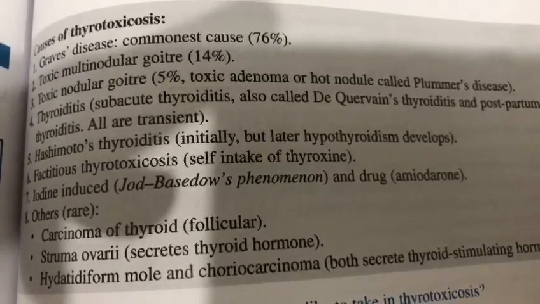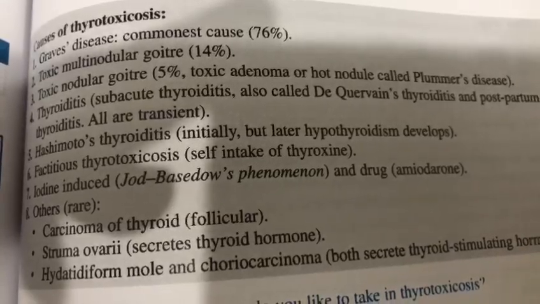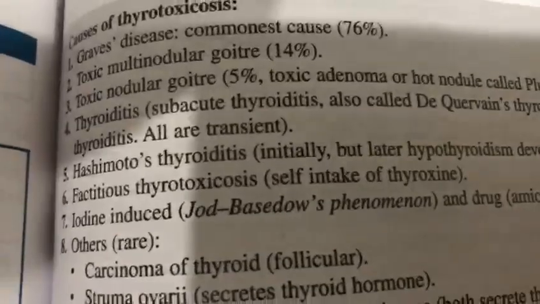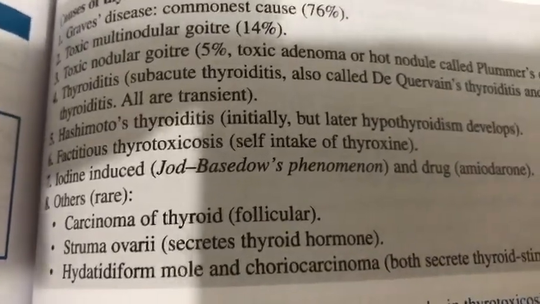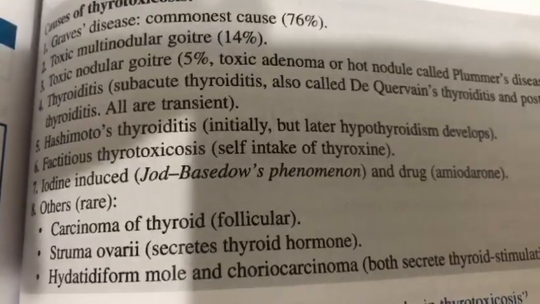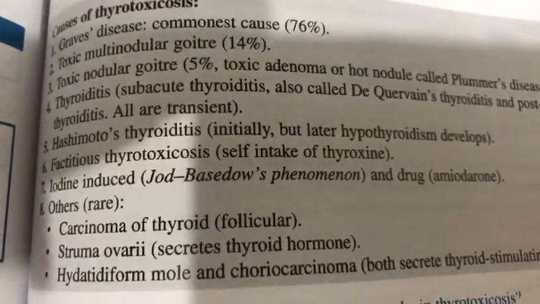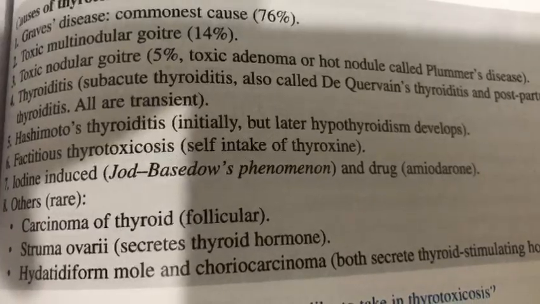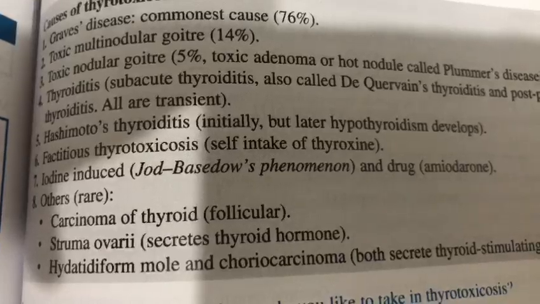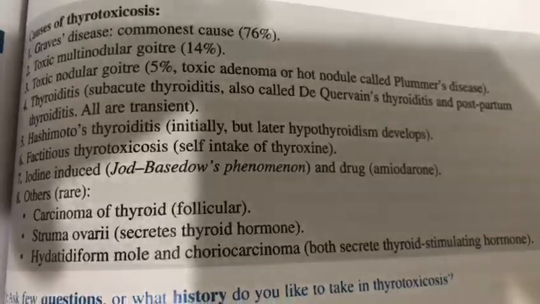That is, there is a transient phase of thyrotoxicosis. Hashimoto thyroiditis: initially it's thyrotoxicosis, but later hypothyroidism develops. Factitious thyrotoxicosis, self-intake of thyroxine. Iodine-induced thyrotoxicosis, that is the Jod-Basedow phenomenon, and drug-induced, like amiodarone-induced thyrotoxicosis. Others include follicular carcinoma of thyroid, struma ovarii, hydatidiform mole, and choriocarcinoma. Both secrete thyroid-stimulating hormones.